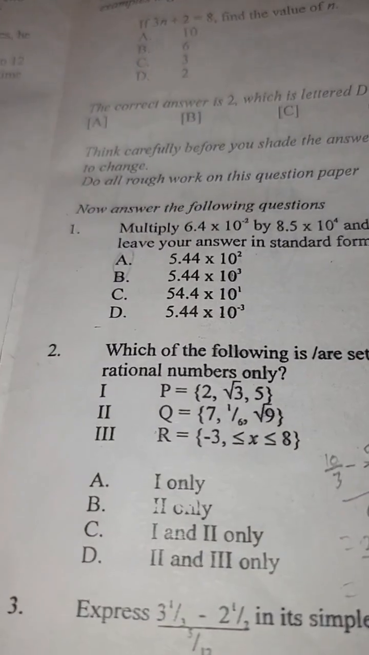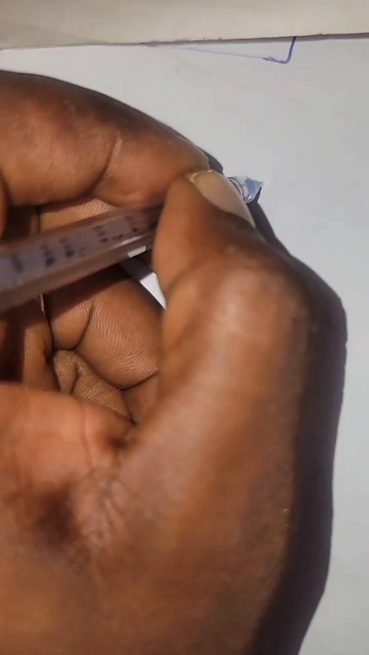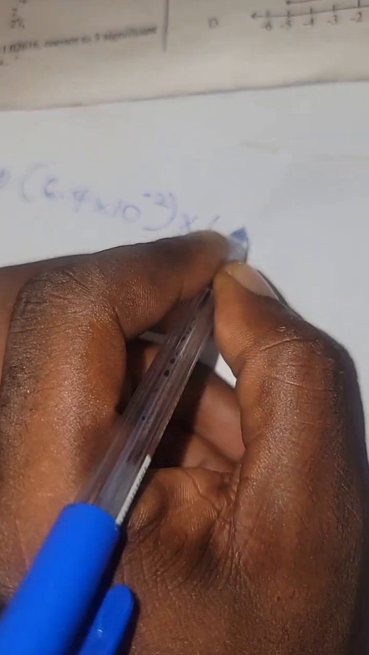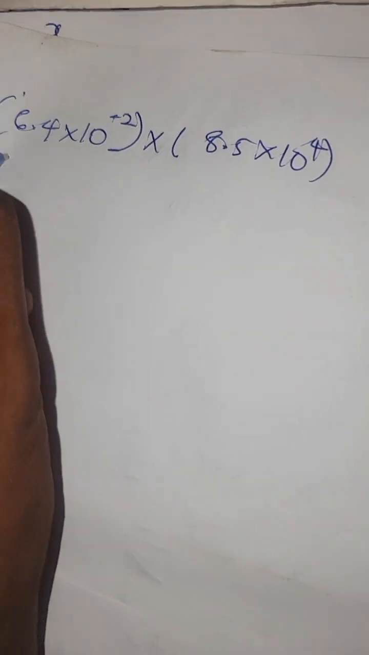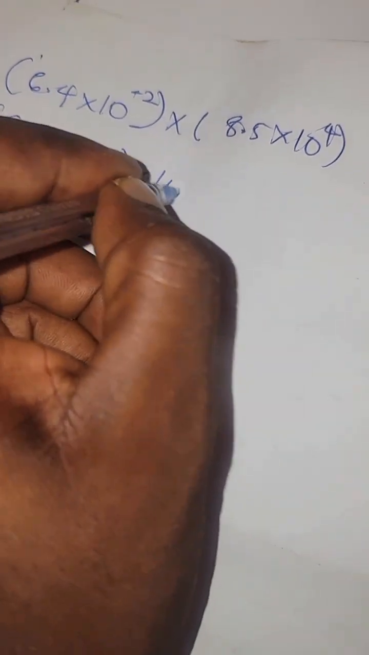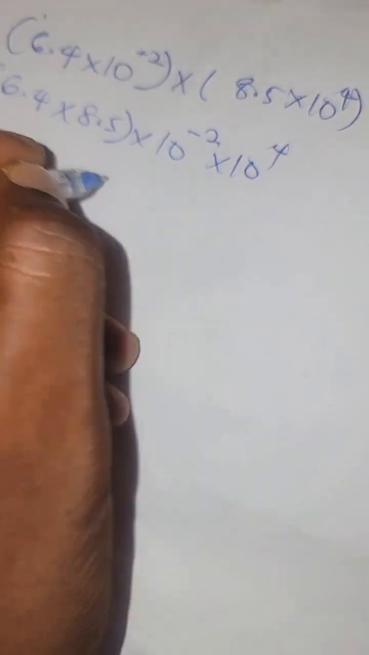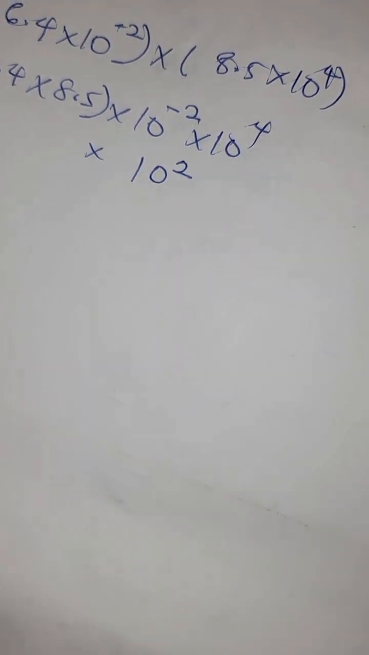6.4 and leave your answer in standard form. So question number 1 for section A, we have 6.4 times 10 exponent negative 2, multiplied by 8.5 times 10 index 4. If you are multiplying, that will be 6.4 times 8.5, then 10 exponent negative 2 times 10 exponent 4. Multiplying these indices, keep the base, then you add the exponent, that will be 10 squared.